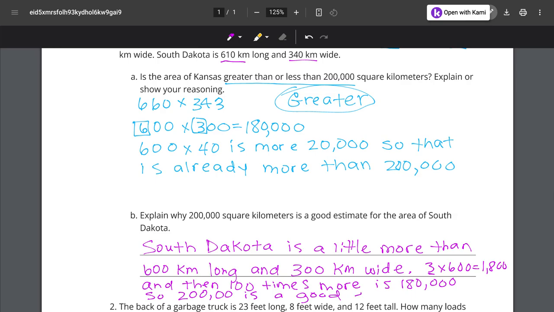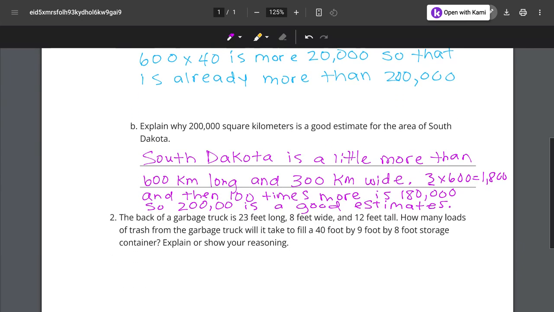I have given a good explanation because I've said that those numbers that are just a little bit smaller already get me to 180,000. And so if I use the exact numbers, then certainly I'm going to be even closer to 200,000, right? That is a good estimate for South Dakota.